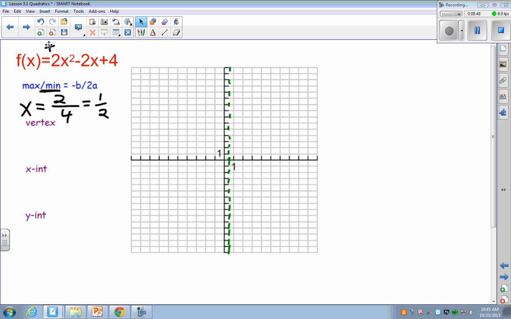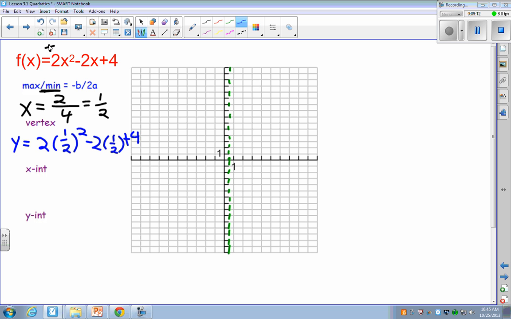Okay, so now somewhere on this line of symmetry is going to be our y value for the vertex. So we plug in 1/2 for all of our x's. So we get 2 times 1/2 squared minus 2 times 1/2 plus 4. And so when you do this, you'll end up getting 3/2 as your answer for y. Okay, so 1, 2, 3.5. There's our vertex right there.